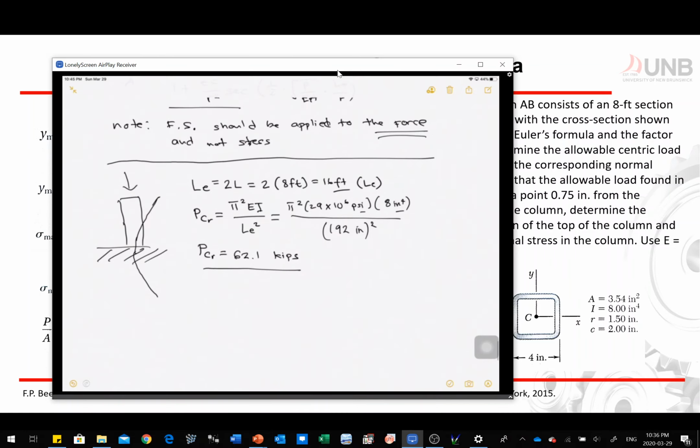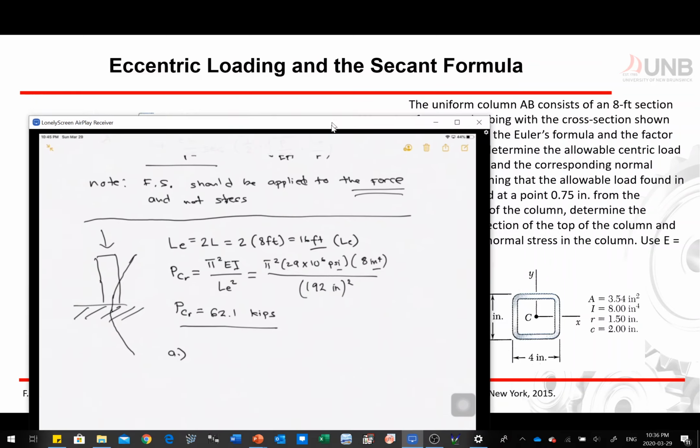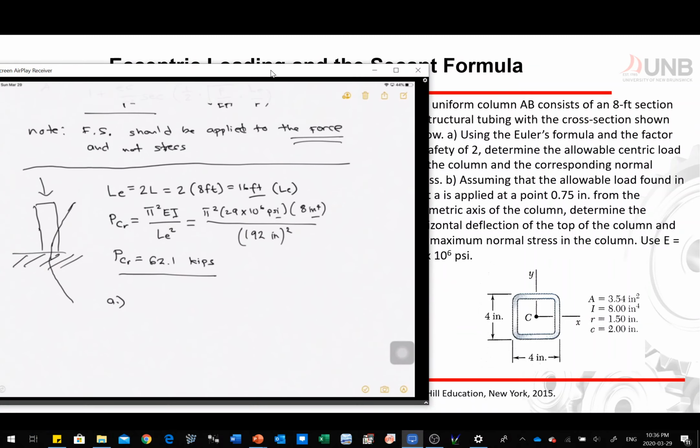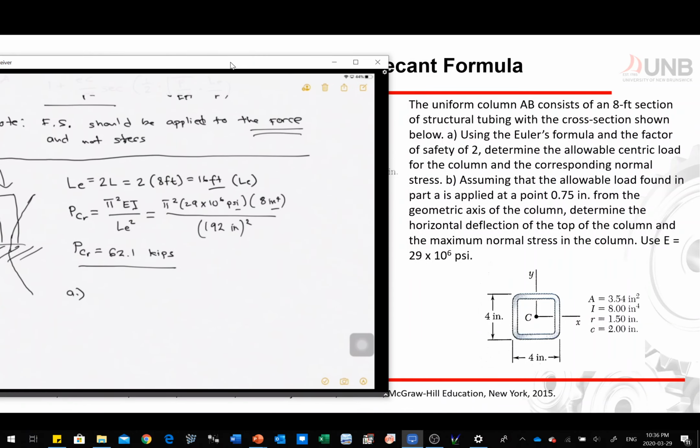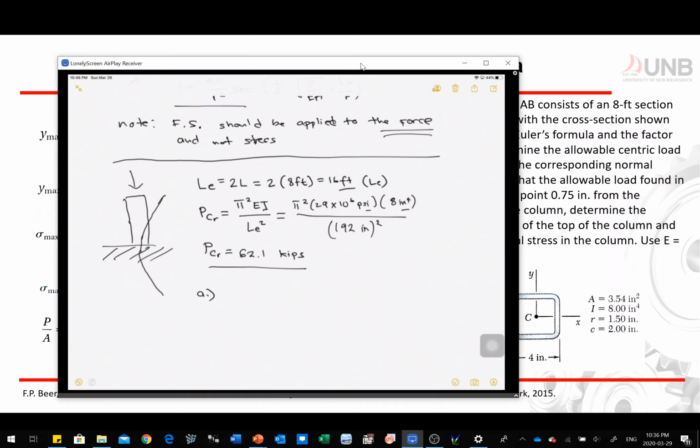So now, let's move to the problem itself. What we did is we just analyzed the column itself. We took whatever we can take. In this case, we took the effective length and the critical load, and now we're ready to start the problem. So for letter A, using Euler's formula and a factor of safety of 2, determine the allowable centric load for the column and the corresponding normal stress.